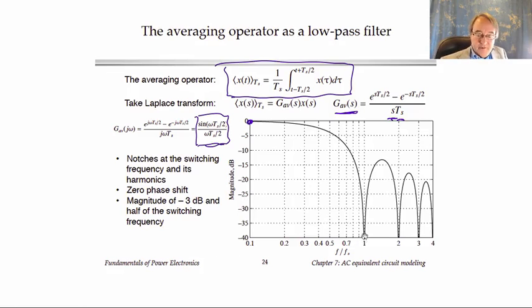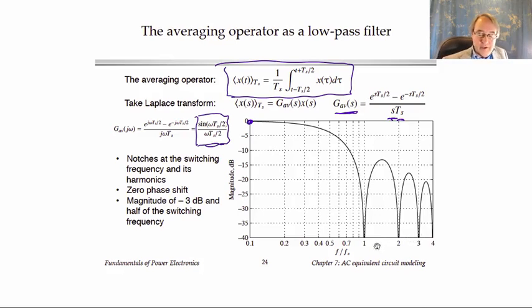At the switching frequency, the magnitude of this quantity turns out to be 0. So it's like a notch filter that completely removes components at the switching frequency, and therefore it removes the switching ripple. It also removes harmonics of the switching frequency, so at twice and 3 times the switching frequency and so on, the magnitude is 0. So switching harmonics are completely removed. So this is really what we want.